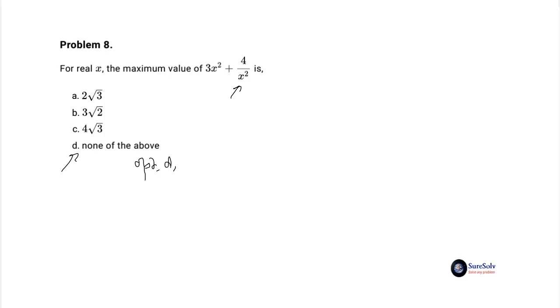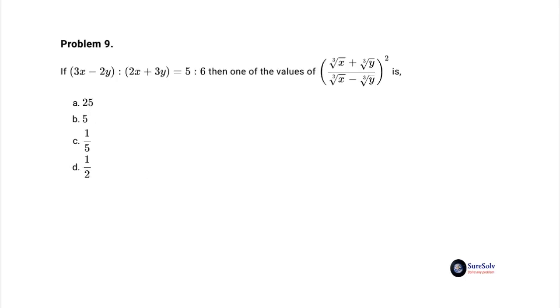Next problem now. Go through the problem and think how to solve it. We need to find the value of x by y from the given expression by cross multiplication and simplification. It is expected that the ratio will be a perfect cube. Cross multiplying the given expression, 10x plus 15y equal to 18x minus 12y. Or 8x equal to 27y. Or cube root of x by y equal to 3 by 2.